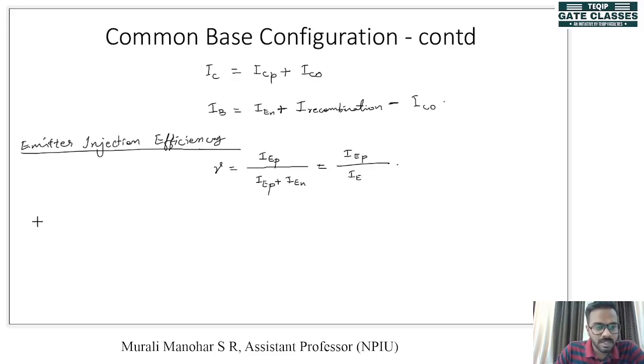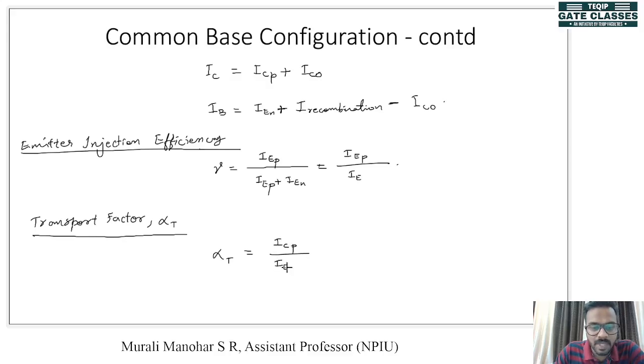Okay. Now, there is another term that is called transport factor, and it is denoted by alpha t. Now, alpha t is also a ratio, and it is given by ICP divided by IEP. So, this is a measure of how efficiently carriers are transported from emitter to collector.